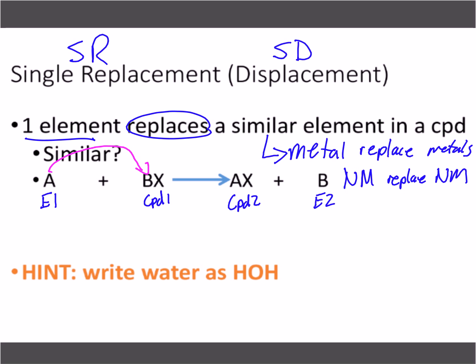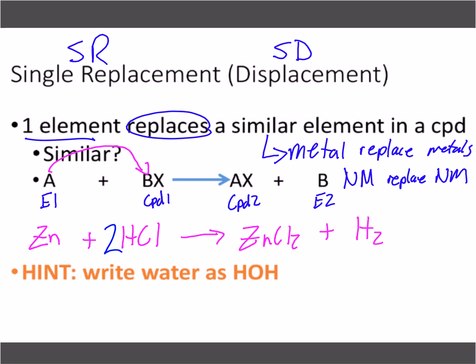So an example of a reaction, we can take zinc, we can react it with hydrochloric acid, and it will produce zinc chloride plus hydrogen. Who can tell me how to balance this equation? Only one number you have to put in. 2. Where's it going? In front of HCl. All right, it should be balanced right there.